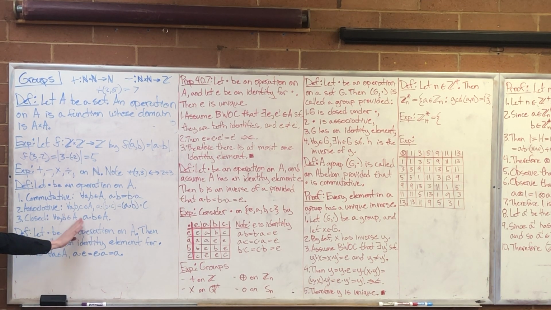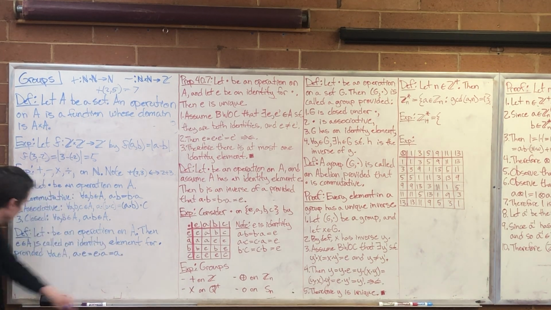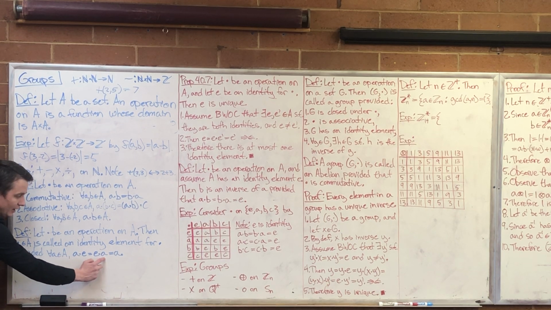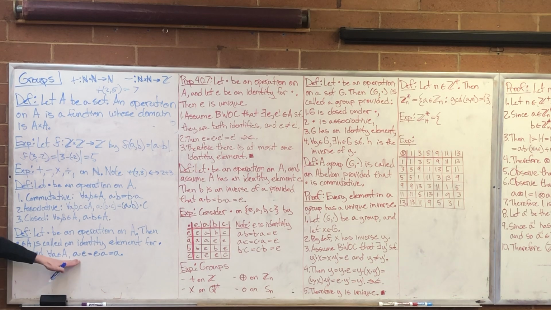Okay. So that was closed. So any question about these three properties, commutative, associative, and closed? Feel like you understand what it means for an operator to have one of those? Okay. Next definition. Let dot be an operator on a set A, then little e in A is called an identity element for dot, provided that for all little a in big A, a dot e is equal to e dot a is equal to a. If e satisfies this, we call e an identity element.